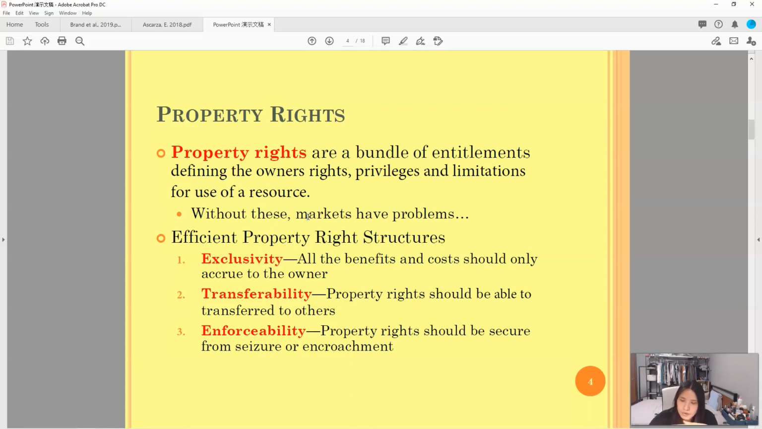For example, all the benefits and costs should only accrue to the owner. Property rights should be able to transfer to others. Property rights should be secure from seizure or encroachment. I think the definitions of those 3 structures should be very easy to understand.